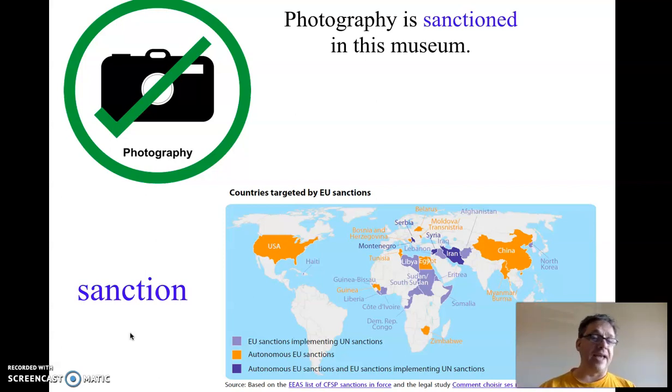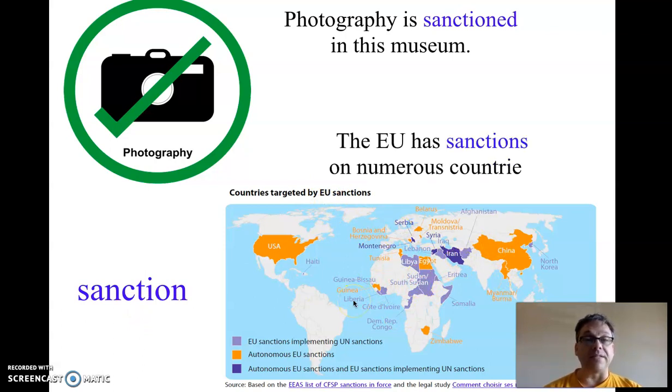Now, they may not say it like this. I use this sentence to demonstrate the meaning. What do you think it means? Look at this. It means allowed. So photography is allowed in this museum. So one meaning of sanction is to allow something. Here, the European Union has sanctions against these countries. So it actually means the opposite, right? The EU has sanctions on numerous countries. You are not allowed to trade or do things with some of these countries. Okay, so allowed and not allowed.